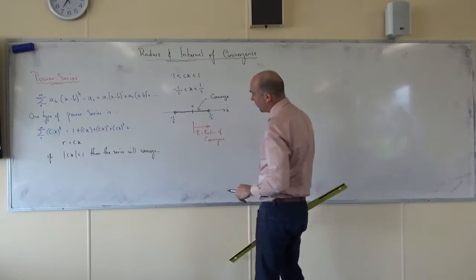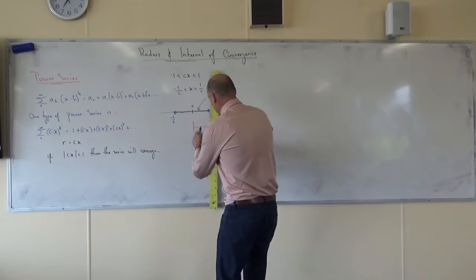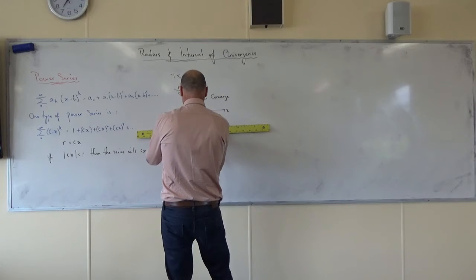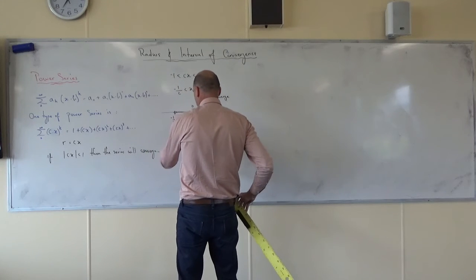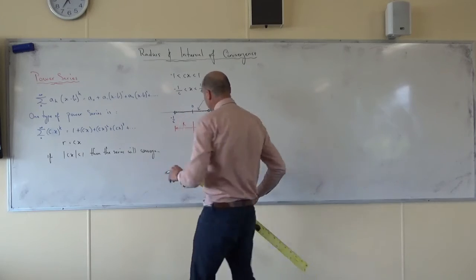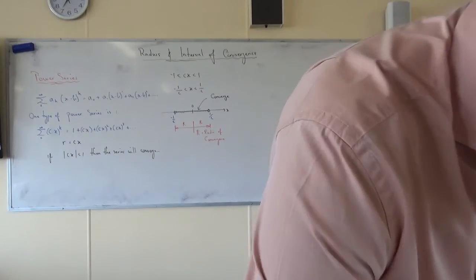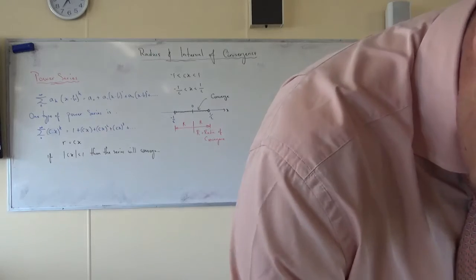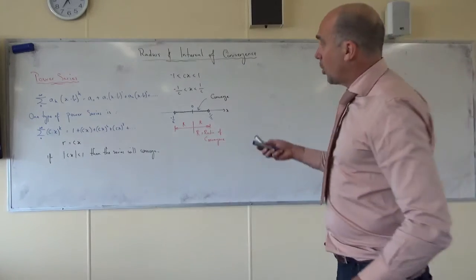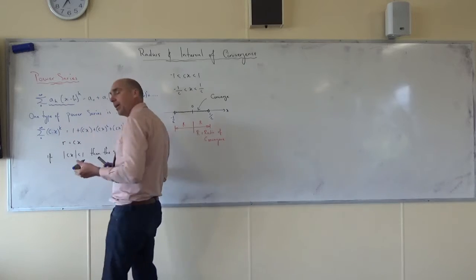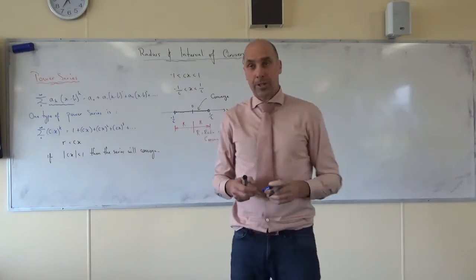That's called my radius of convergence, and that's out to there. And of course, it's equal on the other side as well. So that's R and that's R there. More generally though, for my power series, what's going to cause this general power series to converge could be three different situations.